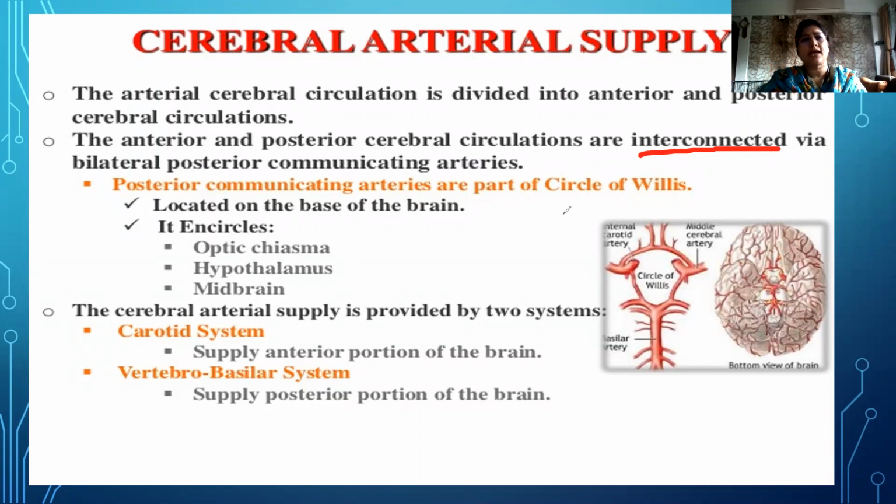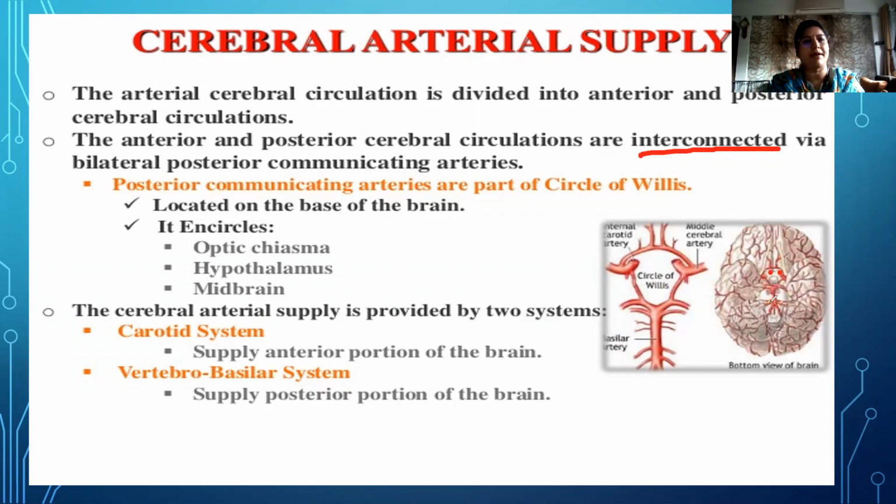Now, what is circle of Willis? This is a common question in viva. A short note we ask you is for 5 marks. But when I ask you, what is circle of Willis? The posterior communicating arteries are part of circle of Willis, which is located at the base of the brain, which encircles the optic chiasma, which you notice over here, the hypothalamus embedded, and the midbrain.